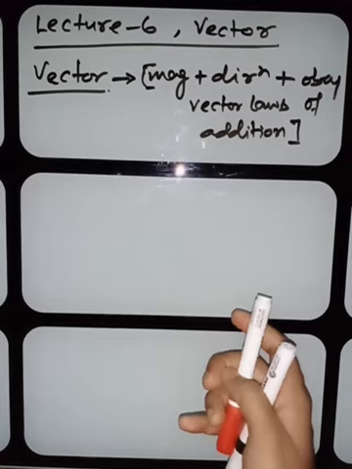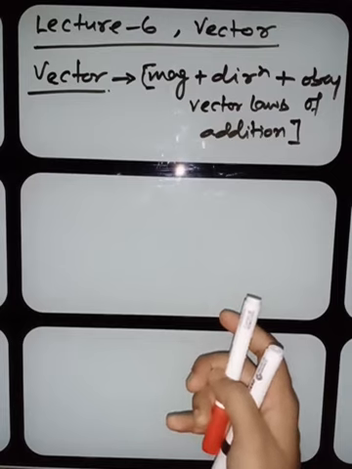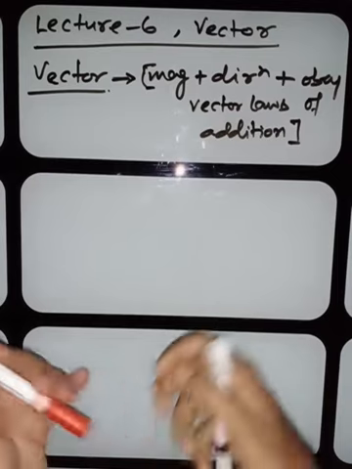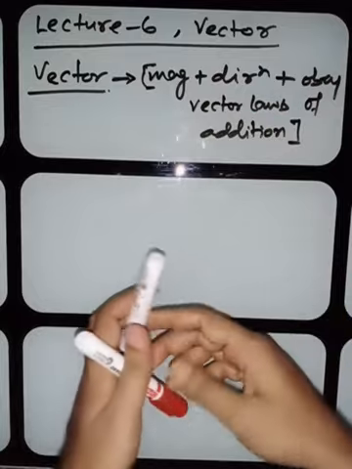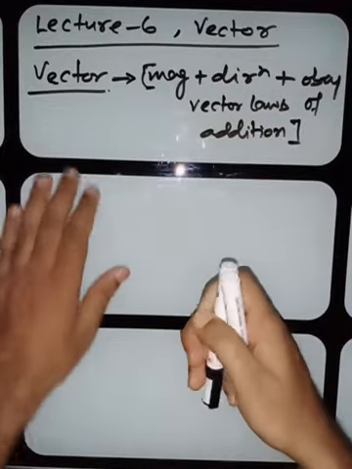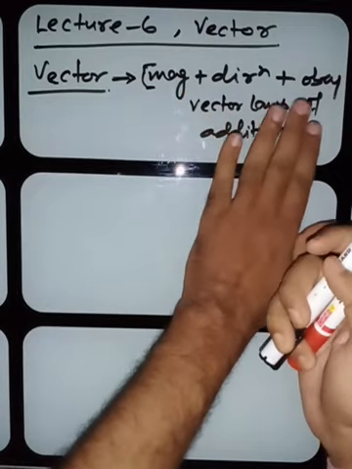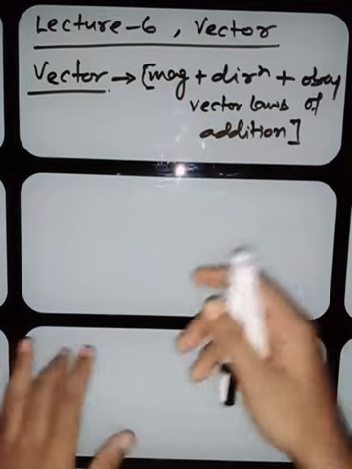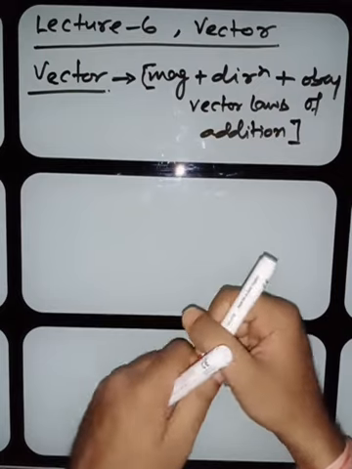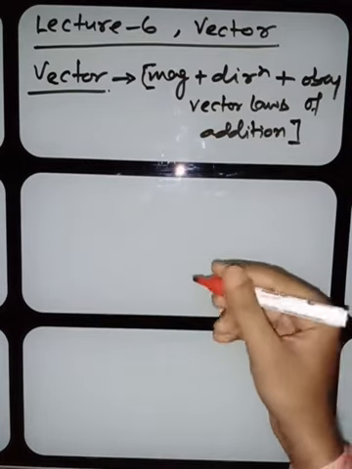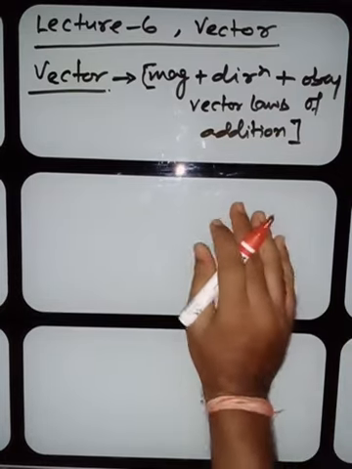The very famous example is electric current. All right, so whenever we talk about a vector quantity, it should have three things: magnitude, direction, as well as it should obey the vector law of addition. All right, so these are the vector quantities.